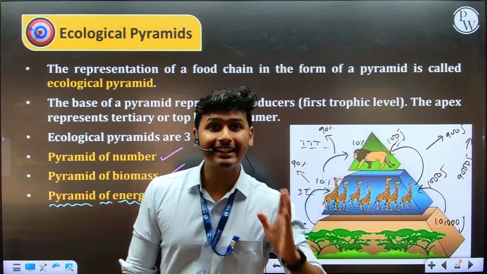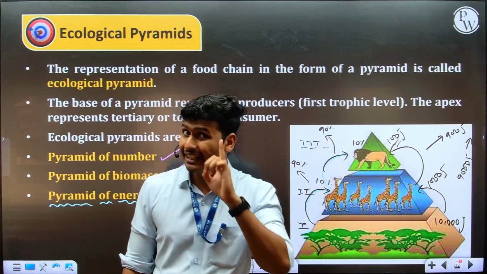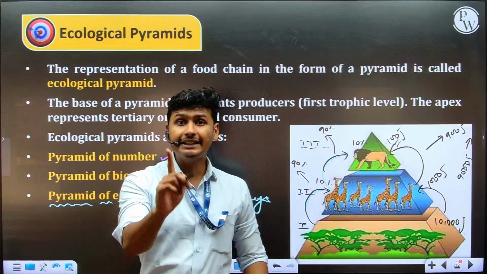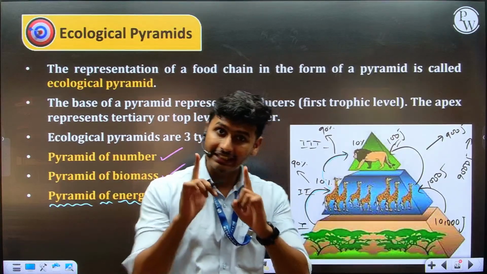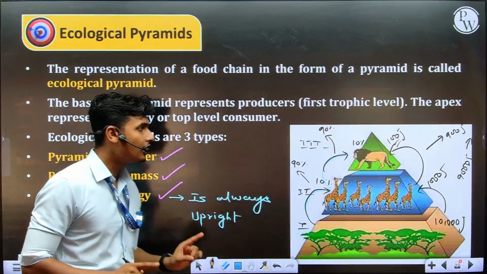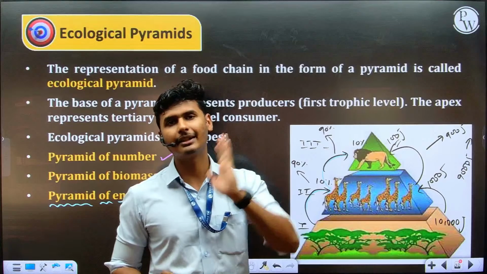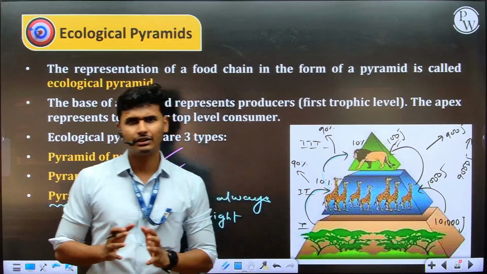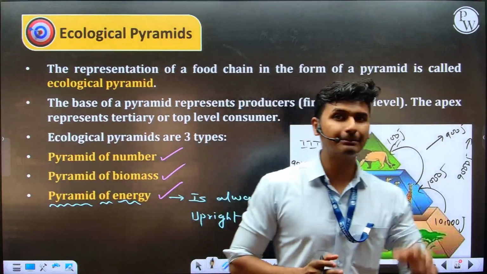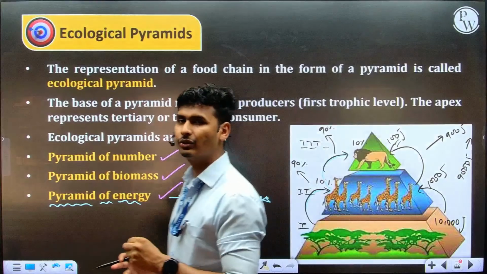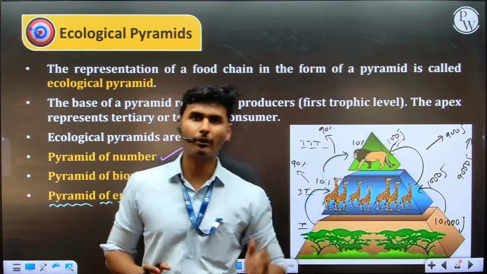Understood? The 10% law is followed by only the grazing food chain. The detritus food chain is not following the 10% law. So only the grazing food chain follows this 10% law, and the energy in detritus or grazing is always upright. It means higher energy is with the plant. The individual who depends on a plant gets only 10% and passes only 10% to the upper trophic level.